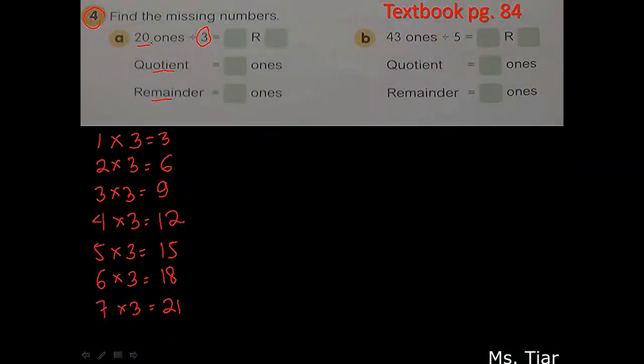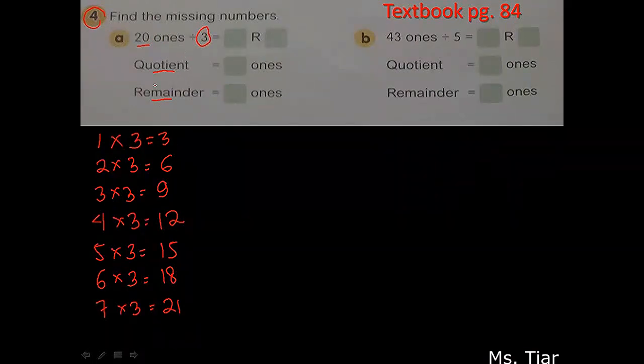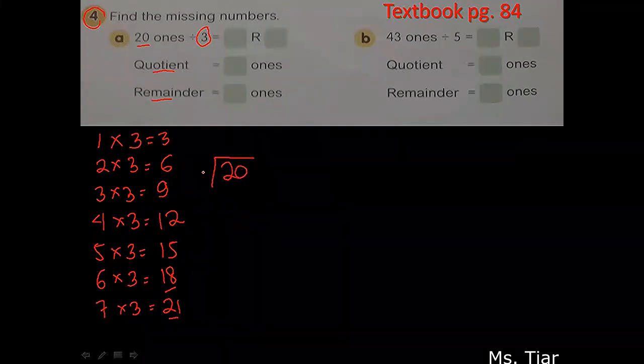So 20, this is the result of the multiplication of 3, or what I mean is you have to find the number of the result of the multiplication which is closer or equals 20, but it's not more than 20. Get it? So over here we have 18, which is close to 20, and 21, which is more than 20. Which one do we use? So we have to put the multiplication vertically like this.